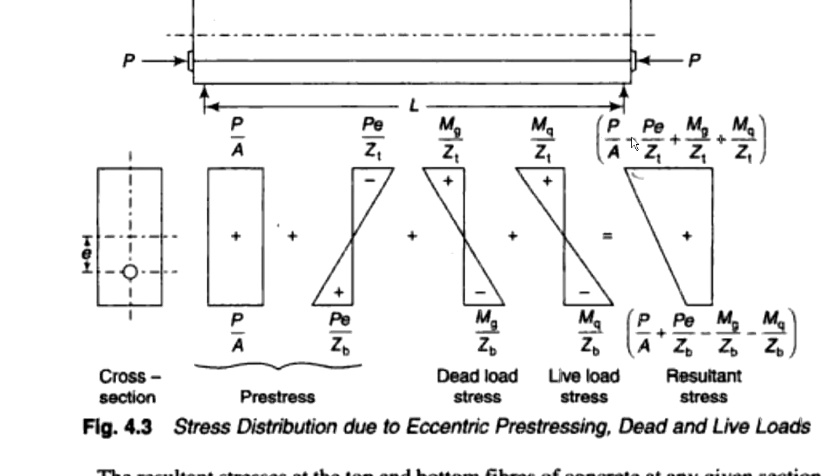So P divided by A minus PE divided by ZT plus mg divided by ZT plus mq divided by ZT. So this is the resultant pre-stressing force at the topmost fiber. Similarly, this is the resultant pre-stressing force at bottommost fiber, in which P divided by A plus PE divided by ZB minus mg divided by ZB minus mq divided by ZB are combined together.